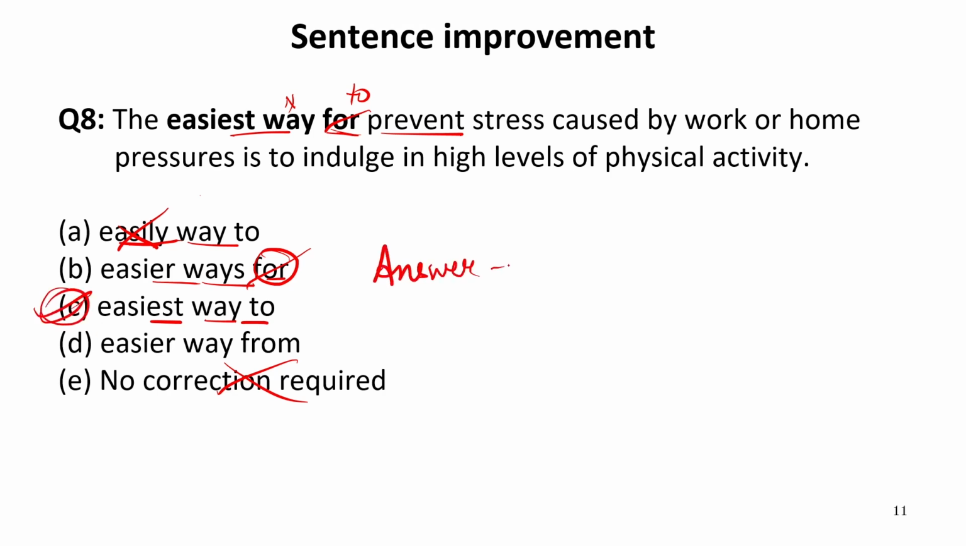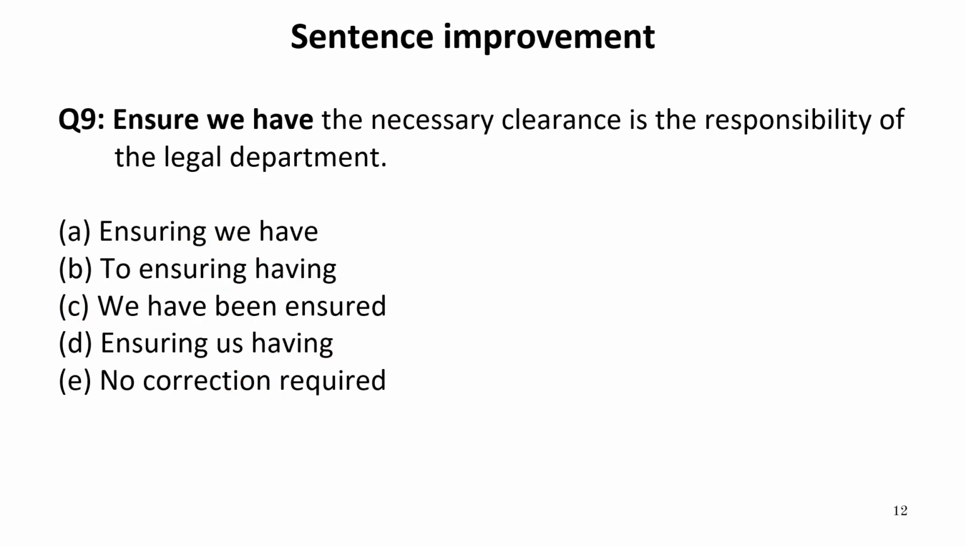Now let us see other options as well. Easy way from. Now from is a preposition used when something is fetched out from something or when something is taken out of something. There we need from. But here we need easiest way to prevent stress. Now, this is absolutely correct. So, our answer is C. Now, let us move to the next one.